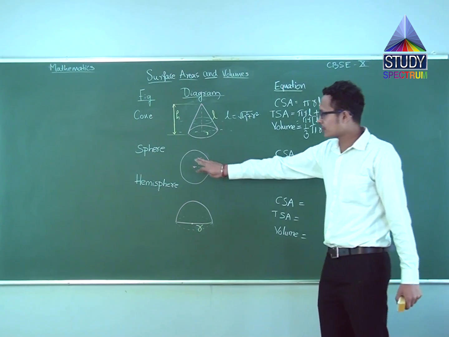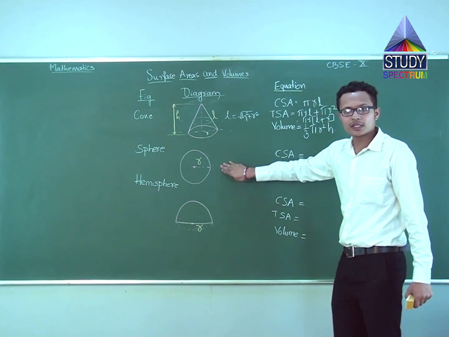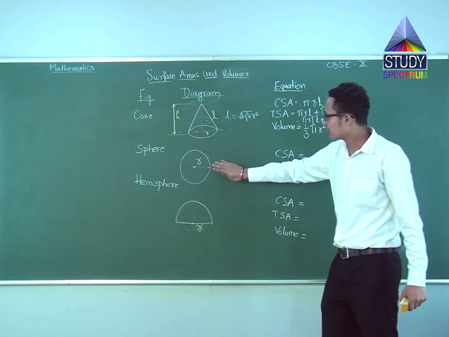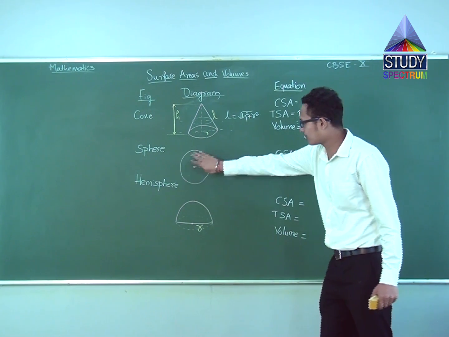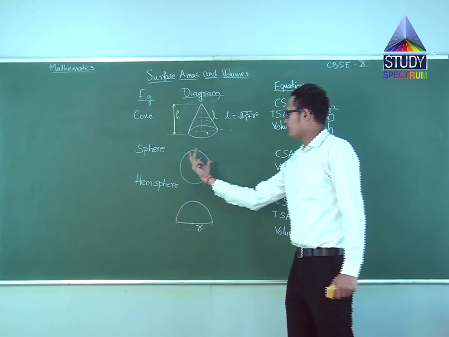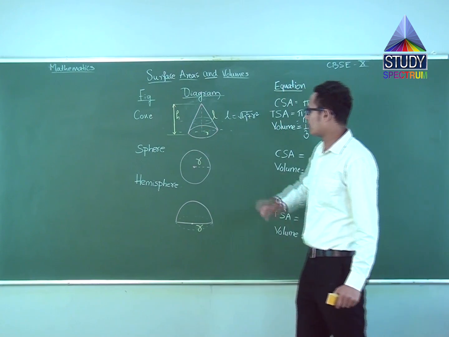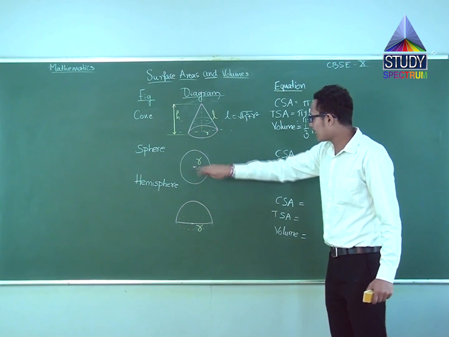Hemisphere. Again, sphere is a three-dimensional object. It's not easy to represent on the board. Actually, this is a circle, right? But it's as good as a ball placed here and the outer edge is drawn. Its radius is indicated by r.